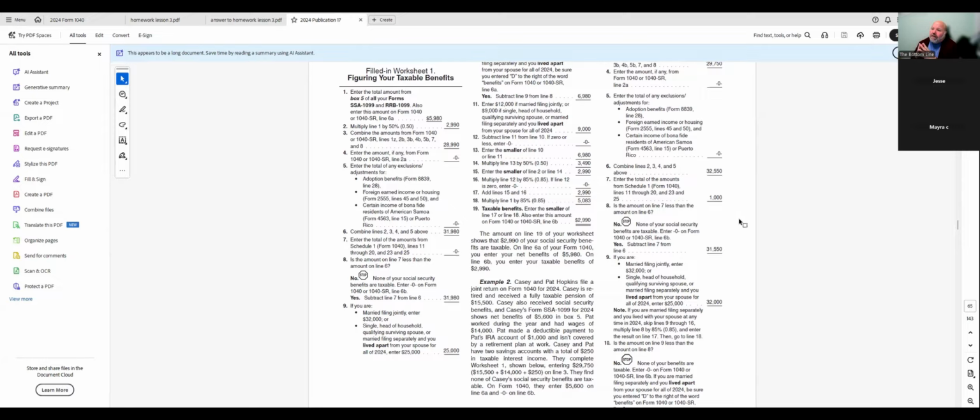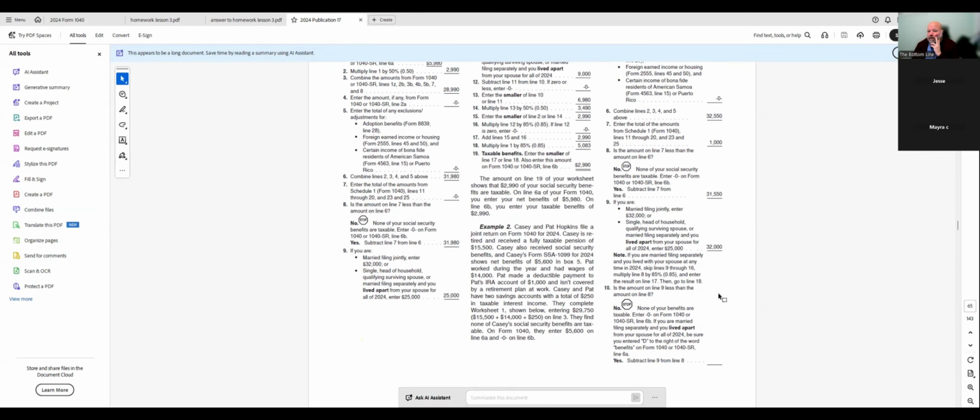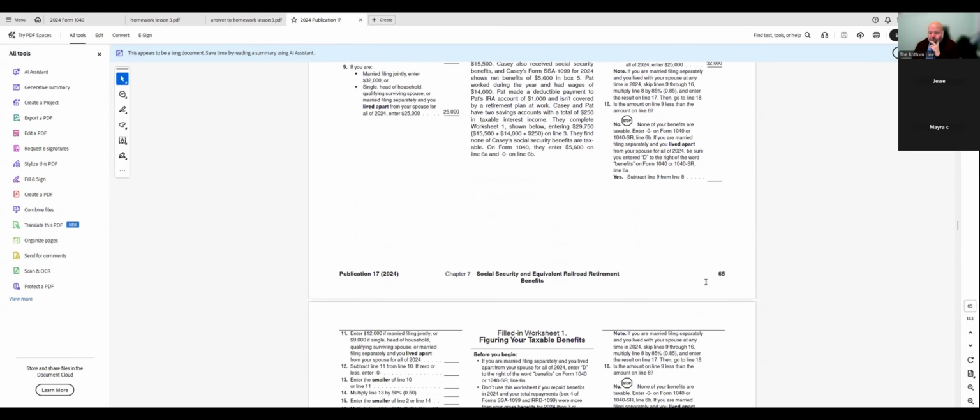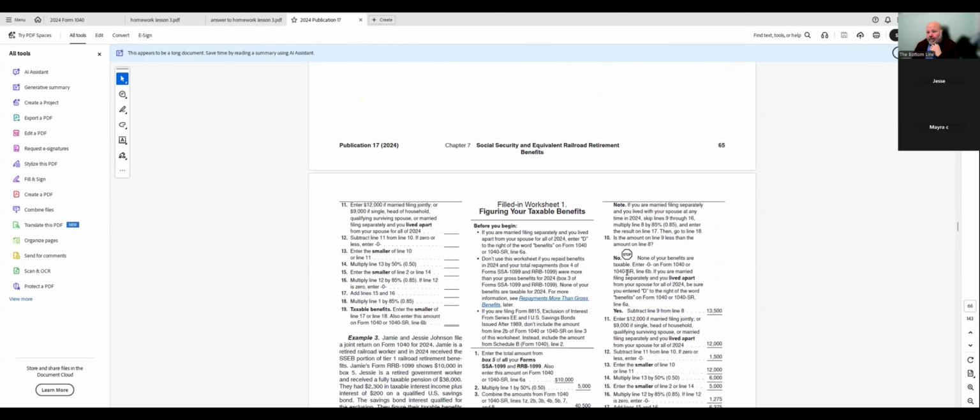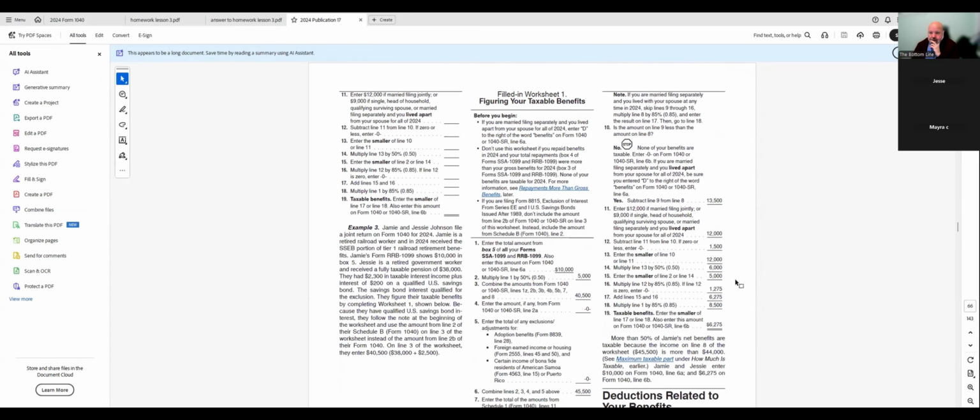The first part of Schedule 1 we saw was income. The second part is deductions. So we can deduct the $1,000 that they put into an IRA as a deduction. So the net income here is 31,550. Married filing jointly, so we can stop. None of their Social Security is taxable. There are some more worksheets in your book.